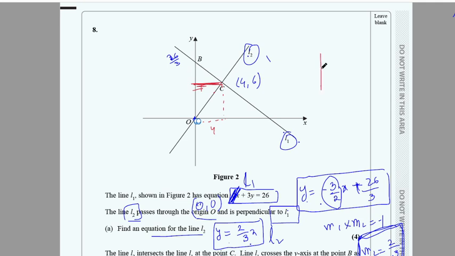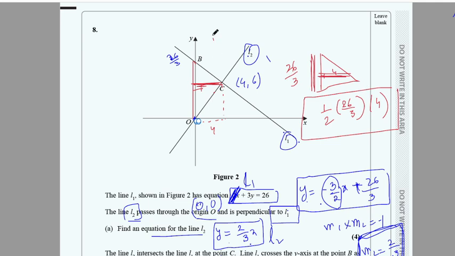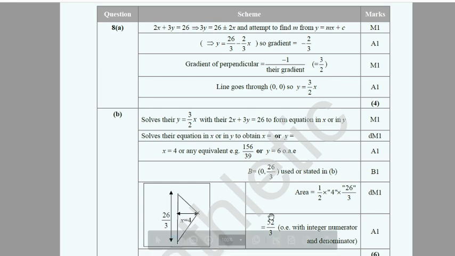So if you draw the triangle like this, half into base into height, this height is the y coordinate of B, which is 26 by 3. This one is 4, so half into base into height should give you the area. So that's 52 by 3.